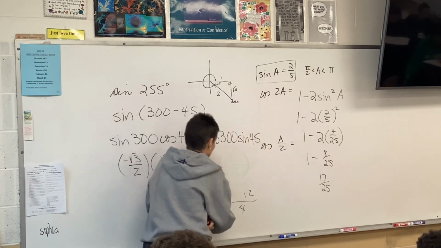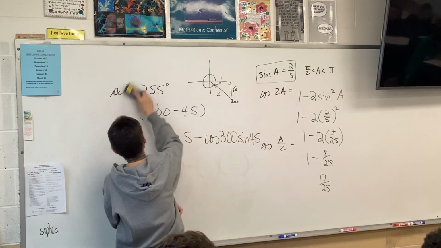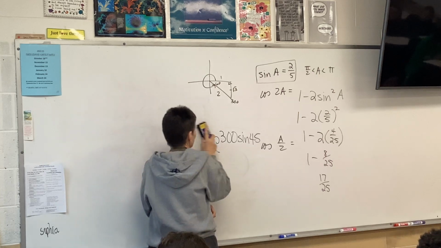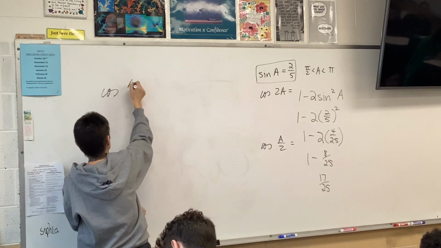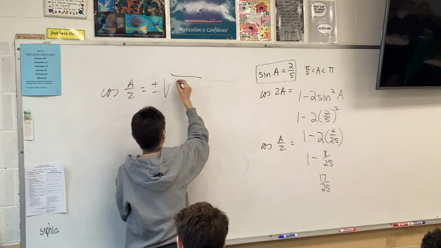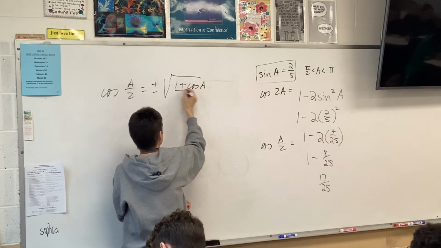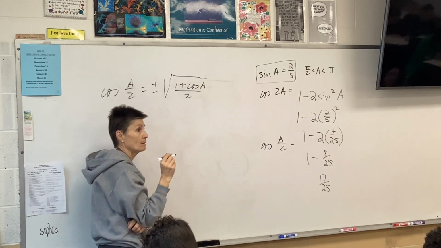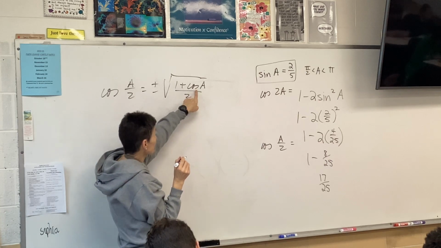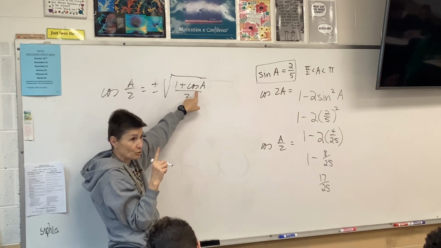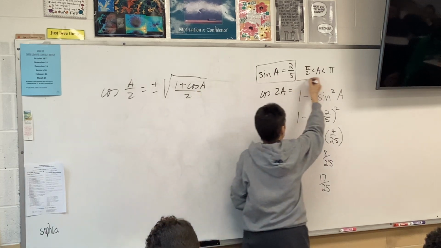Cosine A/2. That one I really don't have an option for. What is my formula for the cosine of half an angle? Cosine A/2 is plus or minus the square root of, oops, be careful, 1 plus cosine A over 2. So to do this formula, the piece of information I need is the cosine. Would you agree with that? I don't have that. This is what they gave me right here.